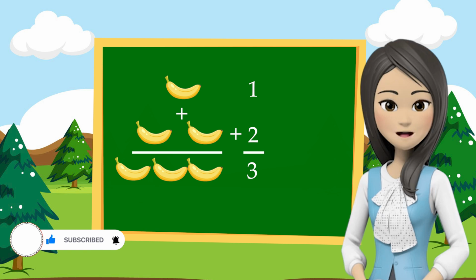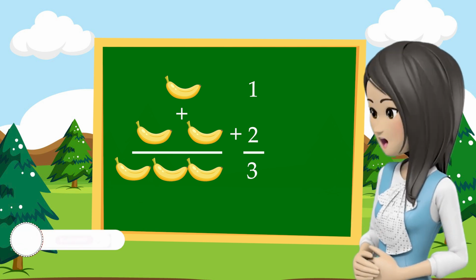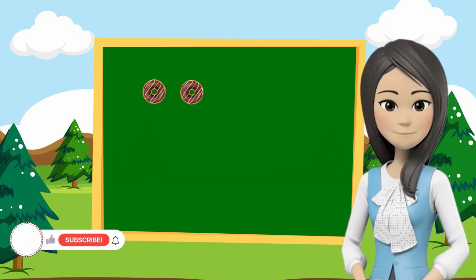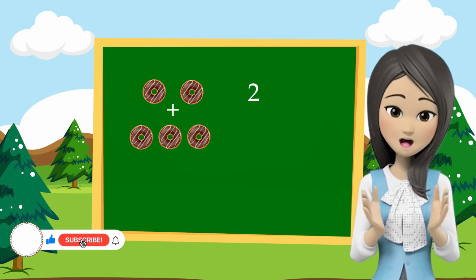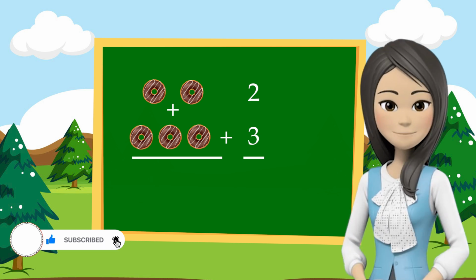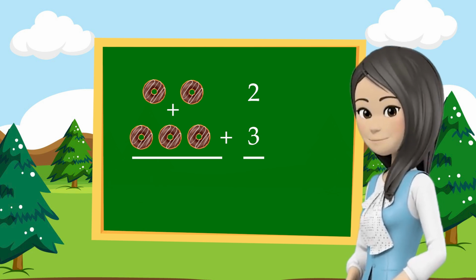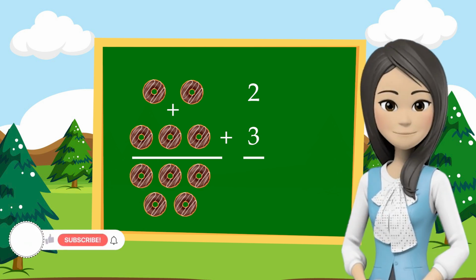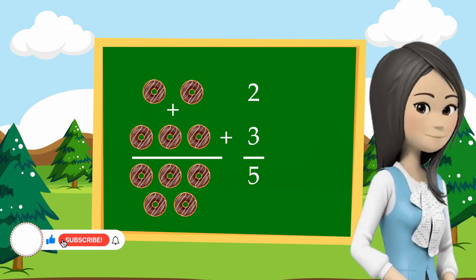Now let's check out our next example and start counting the objects. Oh, here we have 1, 2. So there are 2 donuts, plus 1, 2, and 3. So here it is, plus 3 donuts. Now we have to find the total number of donuts. Now let's start counting the donuts again. 1, 2, 3, 4, 5. So totally, we have 5 donuts, so 2 plus 3 gives 5.